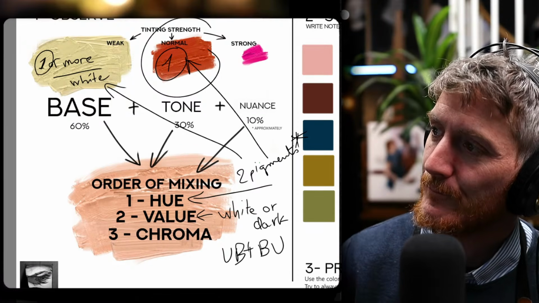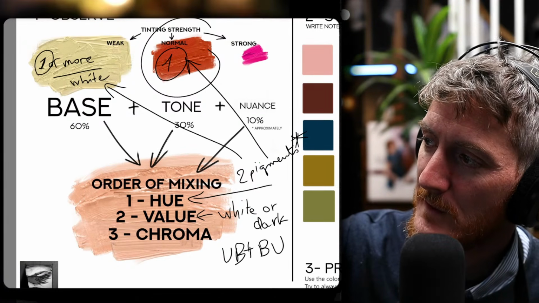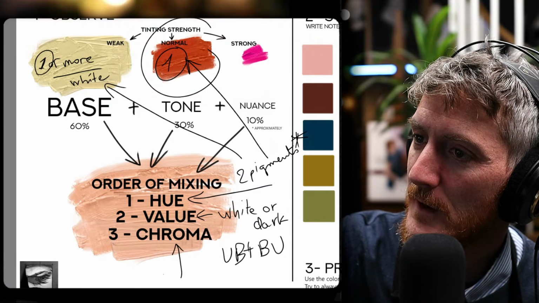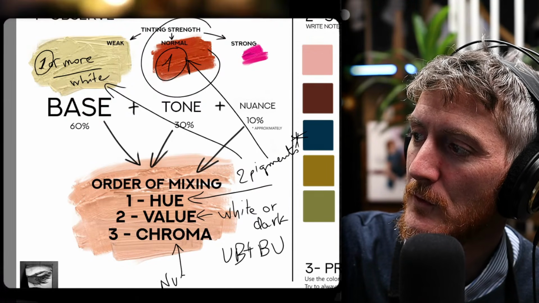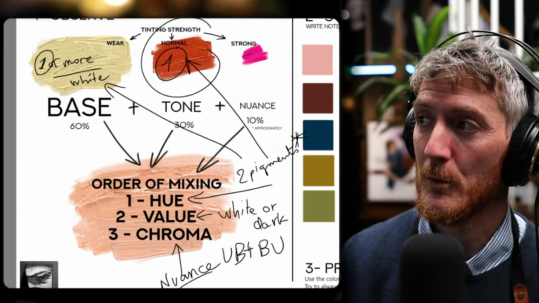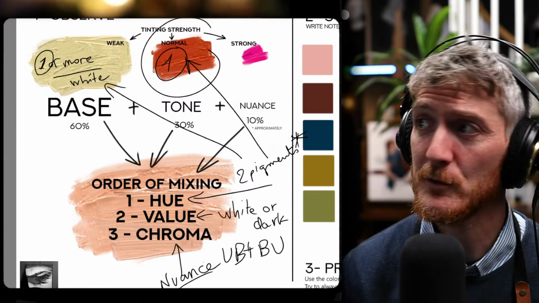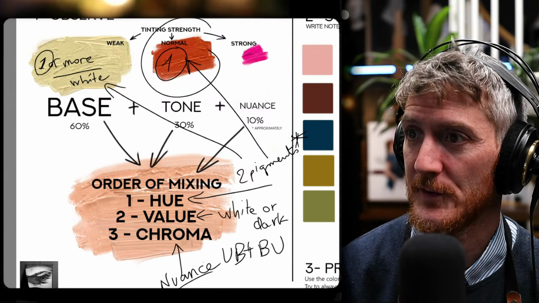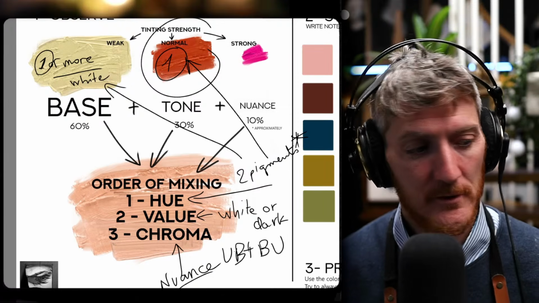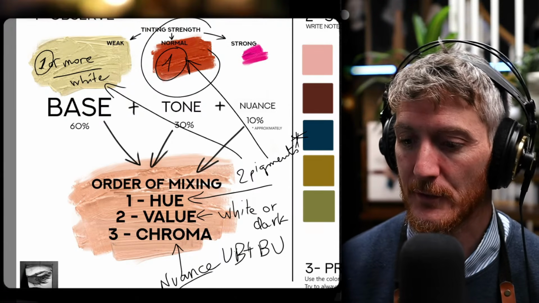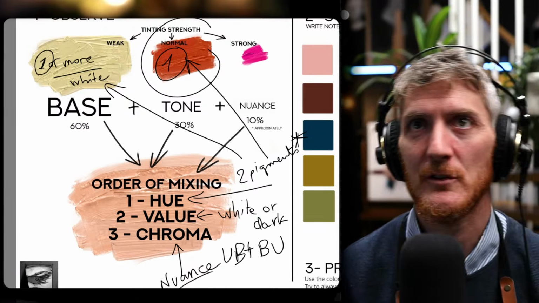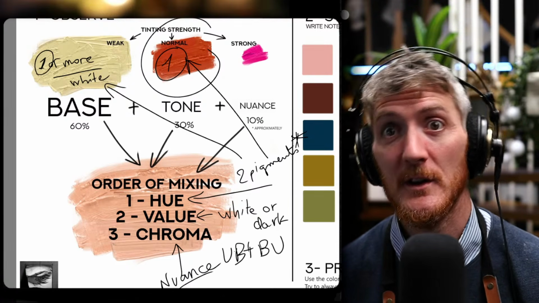And finally, yeah, so one, two, three is done. Finally, you do the chroma, and this is where you find your nuance. And as we said, very often it's going to be a complementary. It doesn't have to be, it can be anything. It's just that at the end of this process, you look at your color and you think, okay, is it too chromatic? Is it too vivid, or is it not vivid enough?